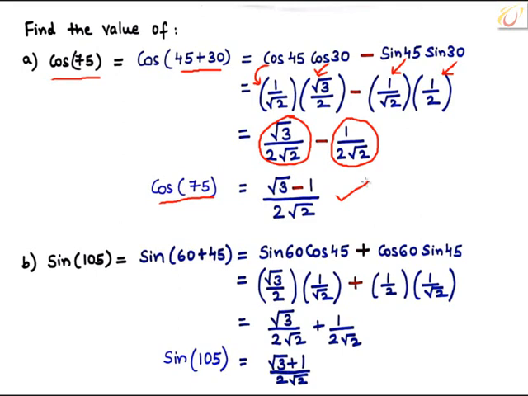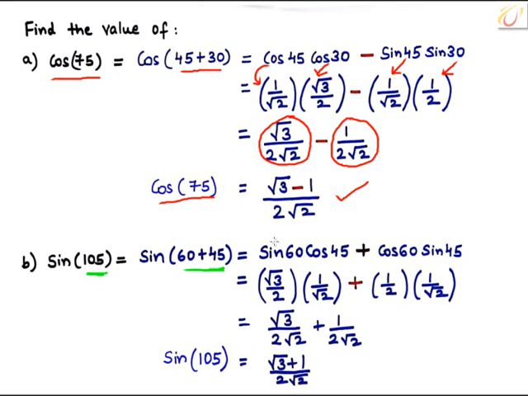Now let us move on to the next sum, sin 105. So how can we solve sin 105? We can solve sin 105 by sin 90 plus 15 or sin 60 plus 45. But getting the values of sin 15 and cos 15 is a bit tedious. We directly know the values for sin 60, sin 45, cos 60, cos 45. So we use the formula sin 60 plus 45.